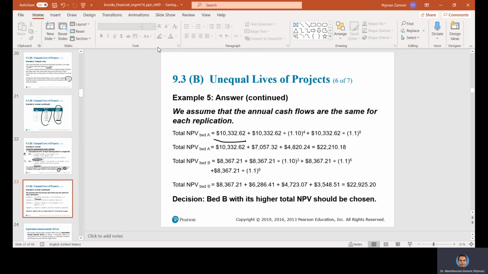And then what we're going to do is take the net present value divided by 1. Let me draw the timeline. If this is year 4, this is year 8, and this is year 12. We have already calculated the net present value of these cash flows. If you remember, this is the amount.